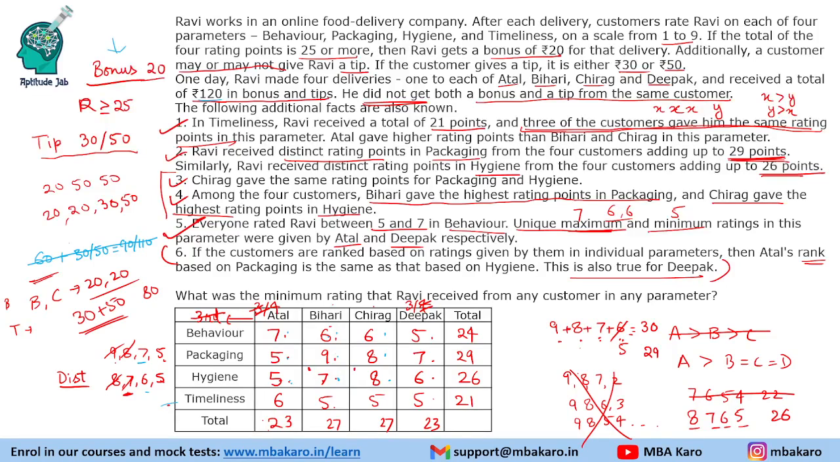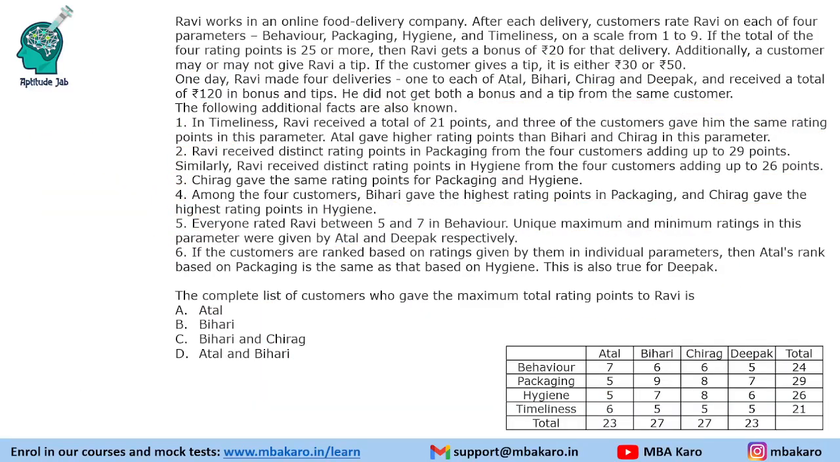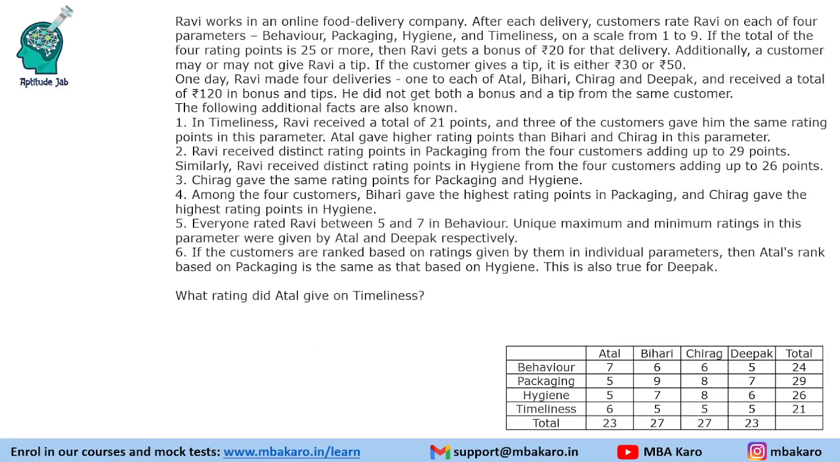Now let us answer the questions. What was the minimum rating that Ravi received from any customer in any parameter? So minimum rating we can see is 5 in different parameters, different customers, but that rating point is 5. The complete list of customers who gave the maximum total rating points to Ravi is, so Bihari and Chirag both are giving 27 points to Ravi. What rating did Atal give on timeliness? So on timeliness, Atal gave 6 points.